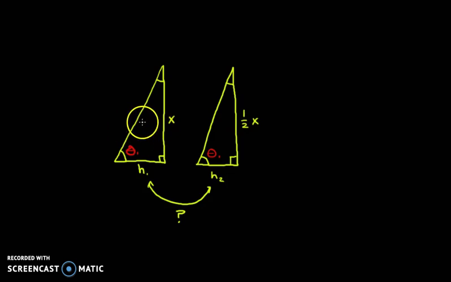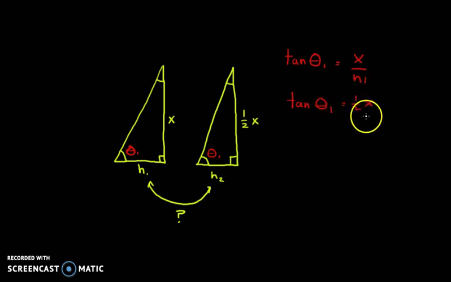So let's just take the first triangle. This is opposite over adjacent. So I could say that tan of theta 1 is equal to x over h1. And then with this triangle, tan of the same angle, I shouldn't call that 2, it's theta 1, tan of the same angle is equal to 1/2 x over h2. Okay, so let's look at that then. Let's bring all those down.